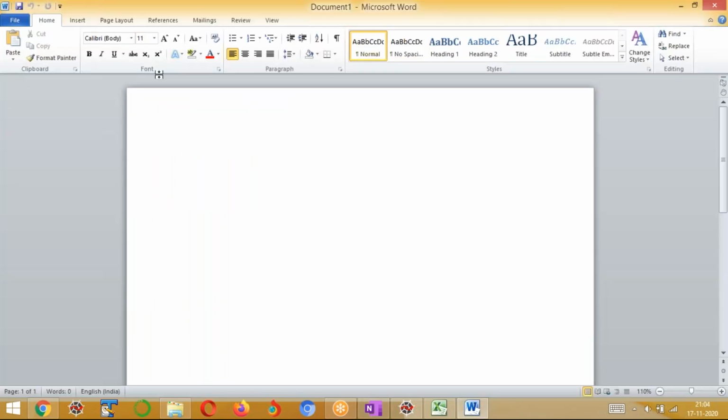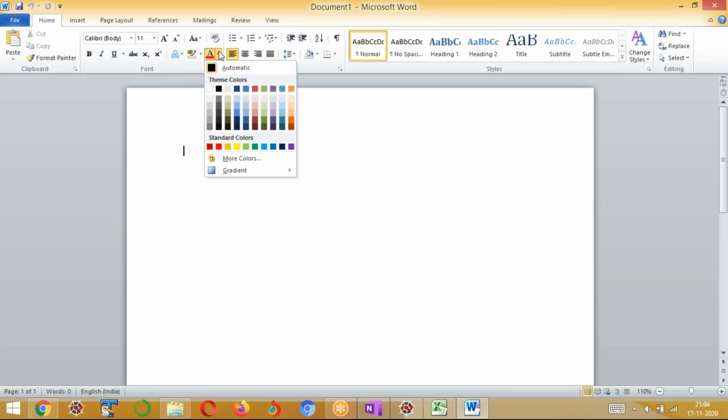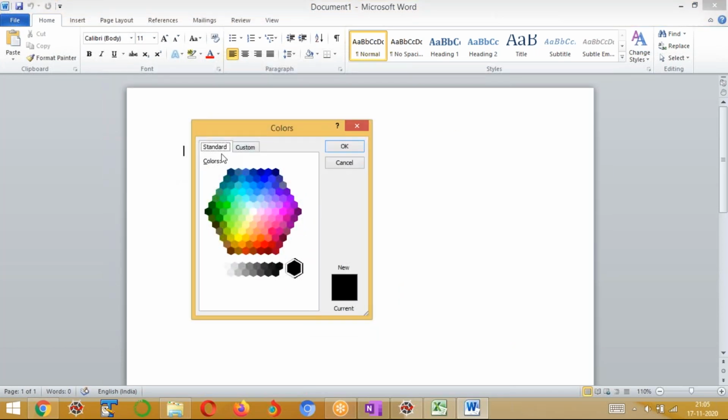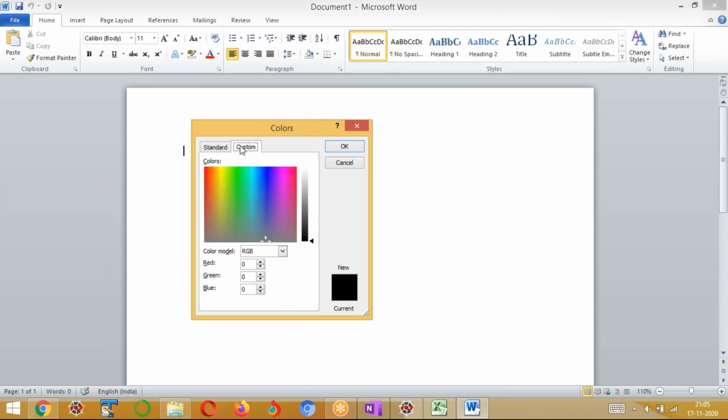If you see here, when we are using this MS Word document, when people write anything and click on it, now you will see more colors. Generally we have two things: standard and custom. When you click on custom, you will see an RGB dimension. So what is this RGB?